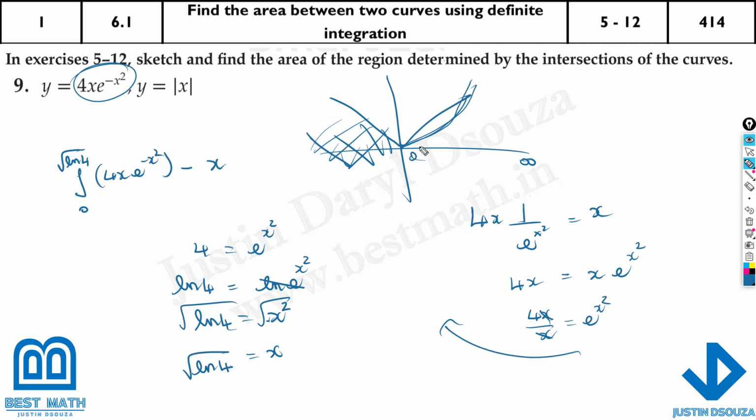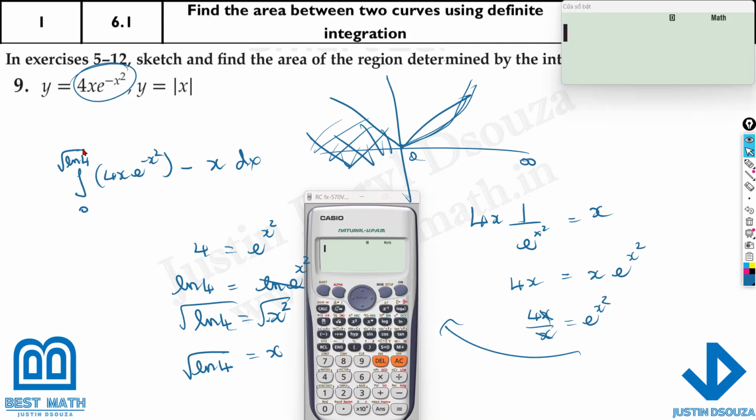Why? Because this is only the positive side I'm taking, dx. I think x should have been first, but it doesn't matter. We are just looking for the answer, and you can just choose the correct option there. So we'll type this out. It's 4x e to the power, that is shift e to the power x squared. I forgot the minus sign here.